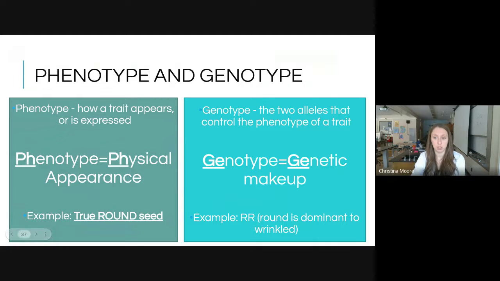The opposite word is genotype. The genotype is the two alleles that control the phenotype. The genotype decides the phenotype. The genotype trick stands for genetic makeup. GE and GE, genotype is the genetic makeup. An example of that can be seen in the bottom, capital R, capital R. There are two dominant alleles in this genotype. The genotype will always, always, always be two letters long, and the letter combination can be dominant, dominant, dominant recessive, or recessive, recessive.